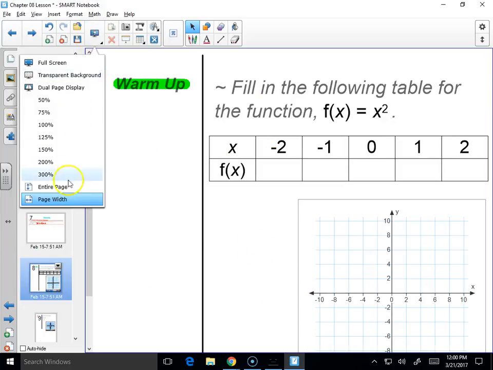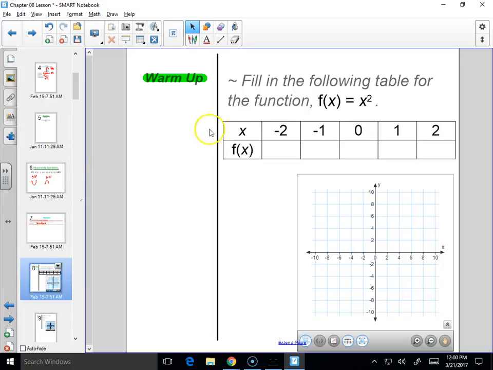The warm-up for today is, I'm going to have you turn in your homework right after I go through the directions. The warm-up for today is, in your notes, continuing section 8.1.